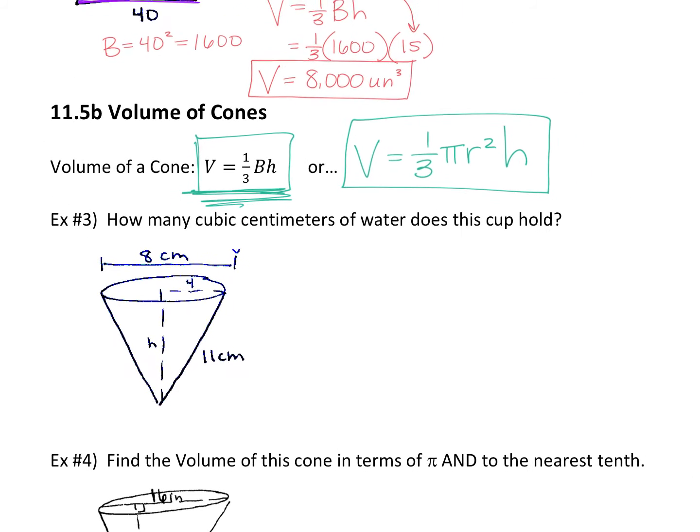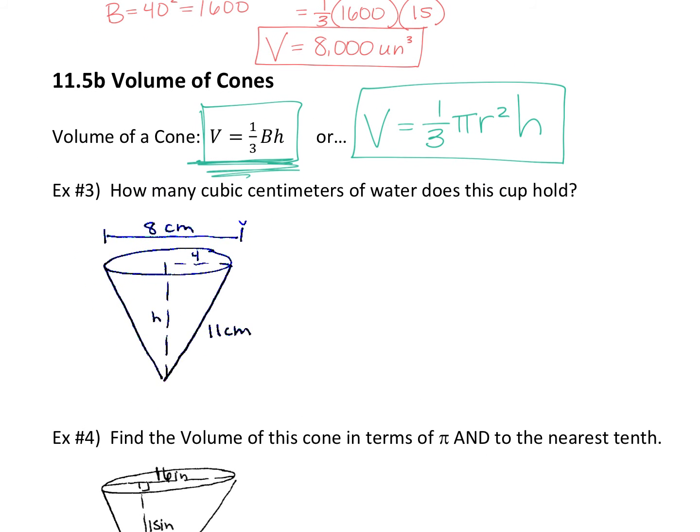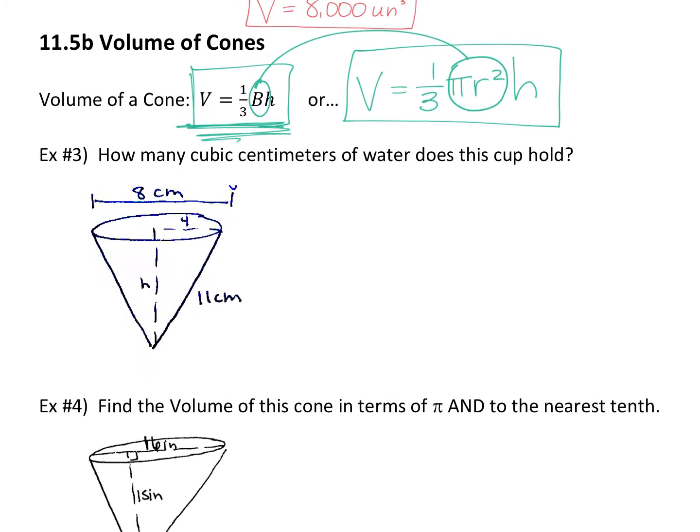Okay. 2 questions, and then we're done. The first one is really quick. It's pi r squared and then what? H. Because this B is this, right? B is the area of the base, which is pi r squared. So I just substituted. Okay, so example 3 says how many cubic centimeters of water does this cup hold? So I'm going to work this one out with you, and then I'm going to have you try the next one on your own.